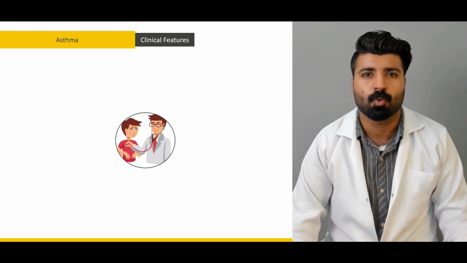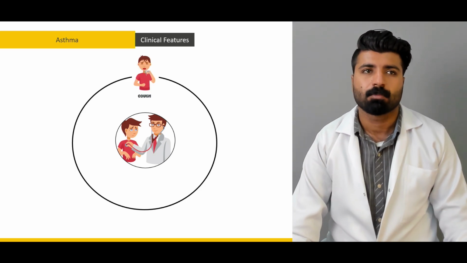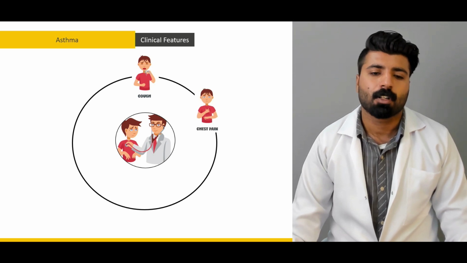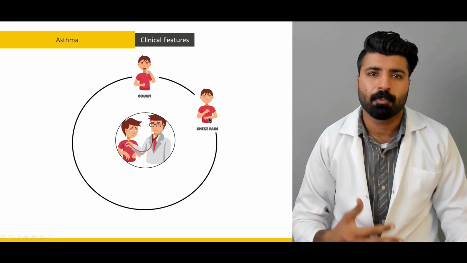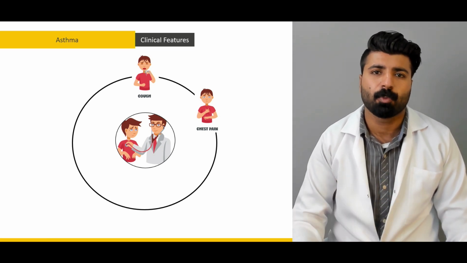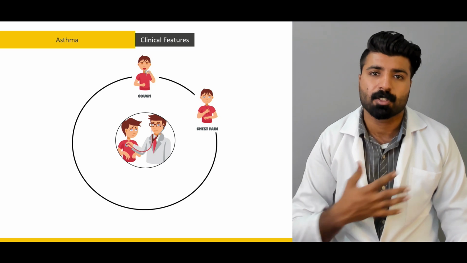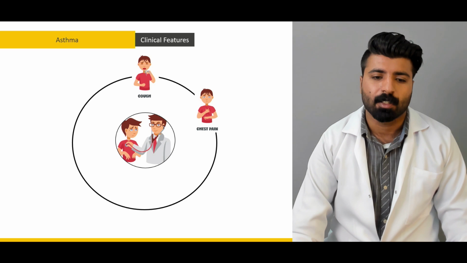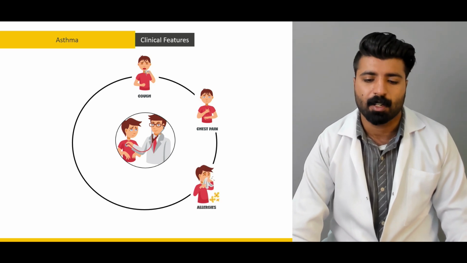Then comes the clinical features of asthma. What will the clinical features of asthma be? Every one of us has at least seen 2 to 3 patients of asthma in our life. Many of us have them in the family. So what will happen? Cough will happen, chest pain will happen, because he's unable to even breathe. There's a lot of pain, there's a lot of sputum inside the chest. There's a labored activity of breathing that will lead to cough, it will lead to chest pain.